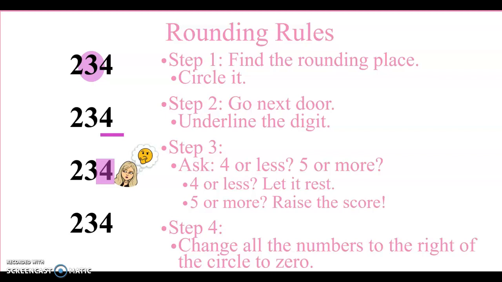If it is 4 or less, I'm going to let it rest and move on to step 4, which is change all the numbers to the right of the circle to 0. So when we round 234, it's going to round down to 230.